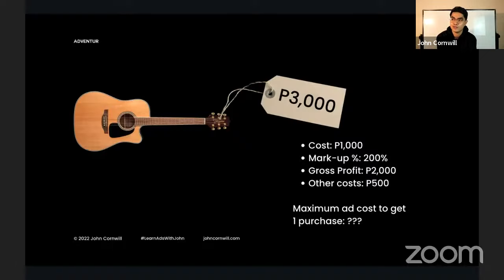Now, ito, when you have this question, it should be answered by the business owner. Kasi I encountered a lot of messages to me, like yung freelancer or yung media buyer, siya pa yung tinatanong, magkano ba yung cost per purchase dapat? The question should be directed to the business owner. Okay? Magkano ba yung kaya niyang igasto to get one purchase?